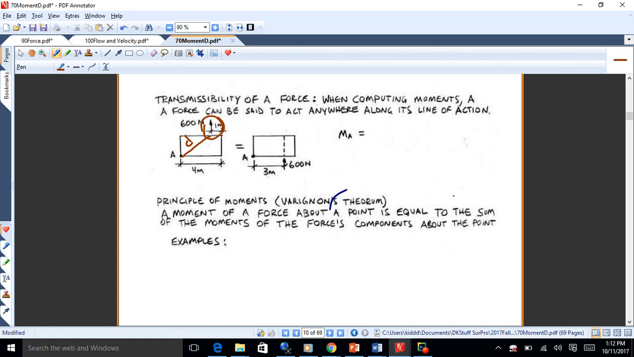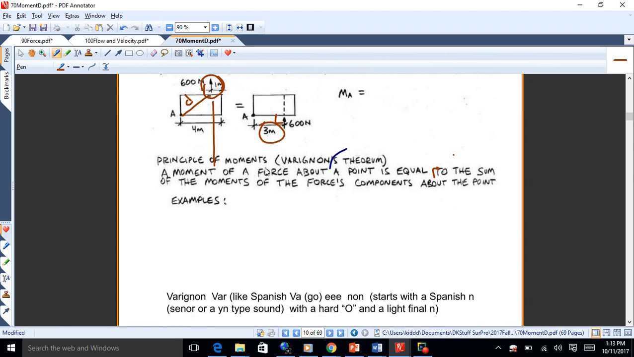But the transmissibility rule says you can apply the force anywhere you want on its line of action. Line of action is just the direction the force points, and that line then extended both directions. So what you could do is take that 600 Newton force and just slide it down until it is perpendicular to the distance. And then you could use that 3 meter distance there times the 600 Newtons, and you could get the moment. Okay. So you could move that force anywhere along that vertical line you want when you analyze it. And that can make calculations easier, okay?